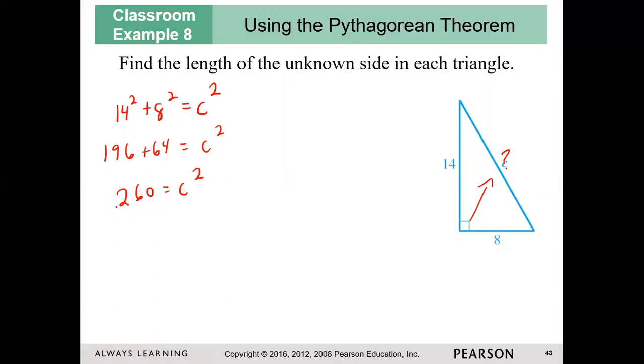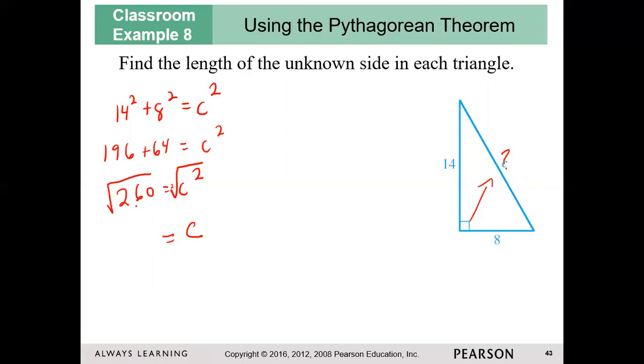So the way that we figure out what this unknown length is, this side length C, we have to take the square root of both sides of this equation, and that will cancel out. Remember, this is the square root, it cancels out this square. And remember, it's the absolute value of c we're looking for, so we care about the positive version of this. So c is equal to the square root of 260.